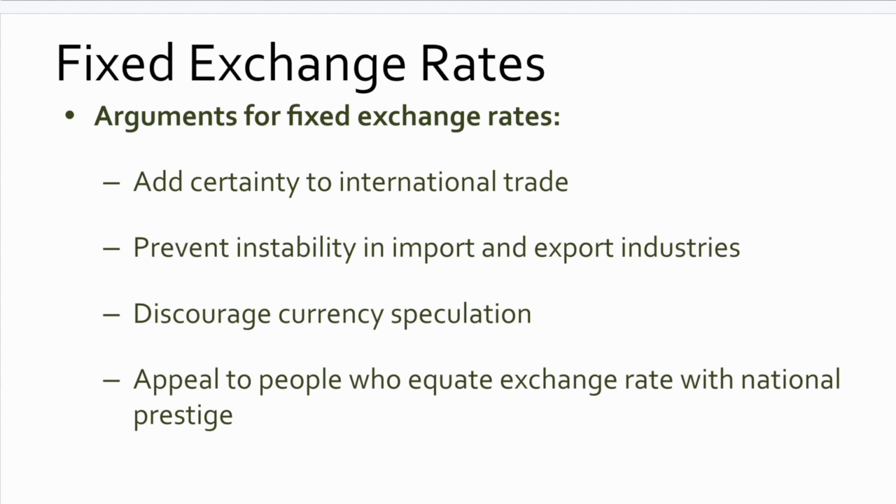And it would appeal to people who equate the exchange rate with national prestige. It would sure feel a lot better if the Canadian dollar was worth more. And if we arbitrarily set it more, it would be worth more.